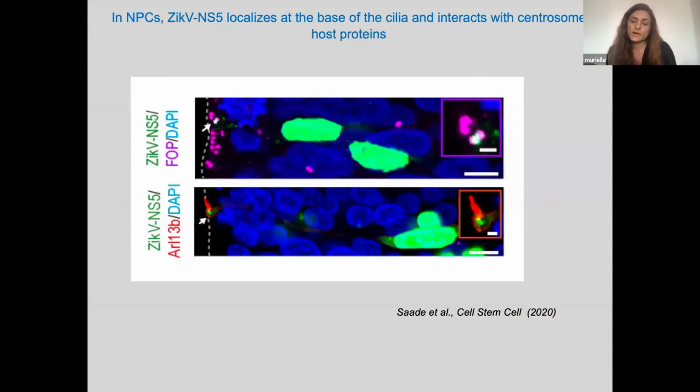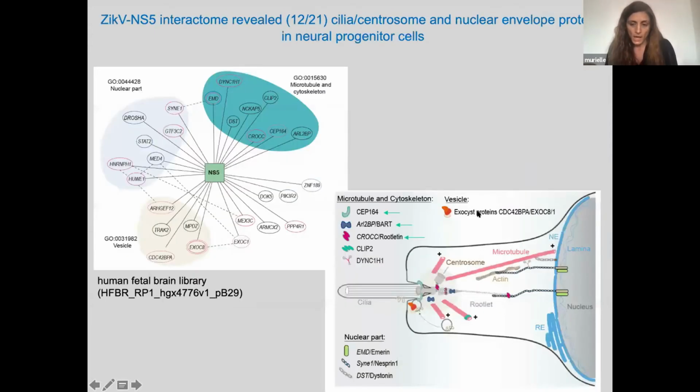Now, when we look at the subcellular localization of NS5, you can see that it is localized in the nucleus, and most interestingly, it is also associated with the centrosome at the base of the primary cilia. To study the impact of NS5 localization at the base of the primary cilia, we performed an interactome screen using a human fetal brain cDNA library. What we found is that of the 21 host proteins, 12 are associated with the cilia centrosome, as you can see in this illustration, and some of them are also associated with the nuclear envelope.